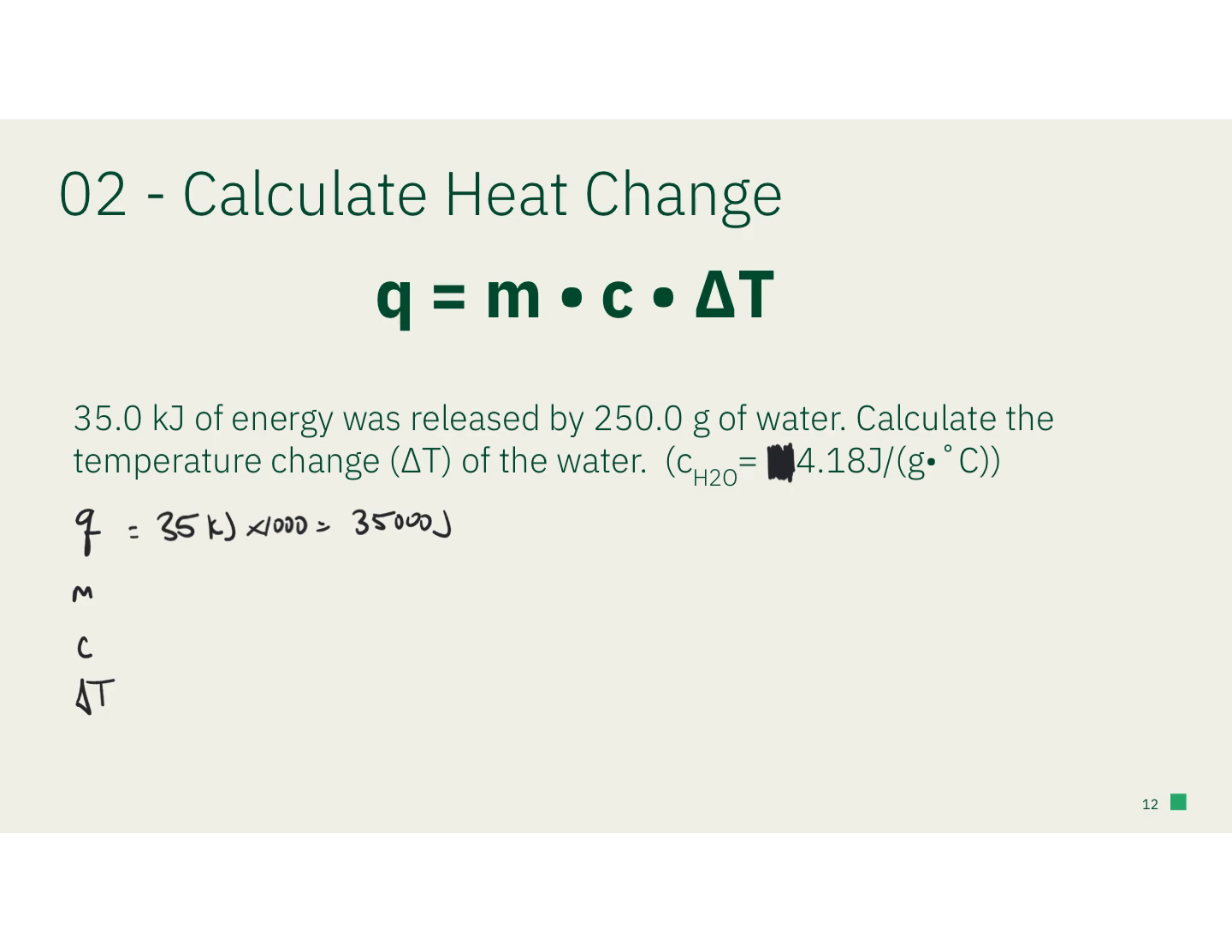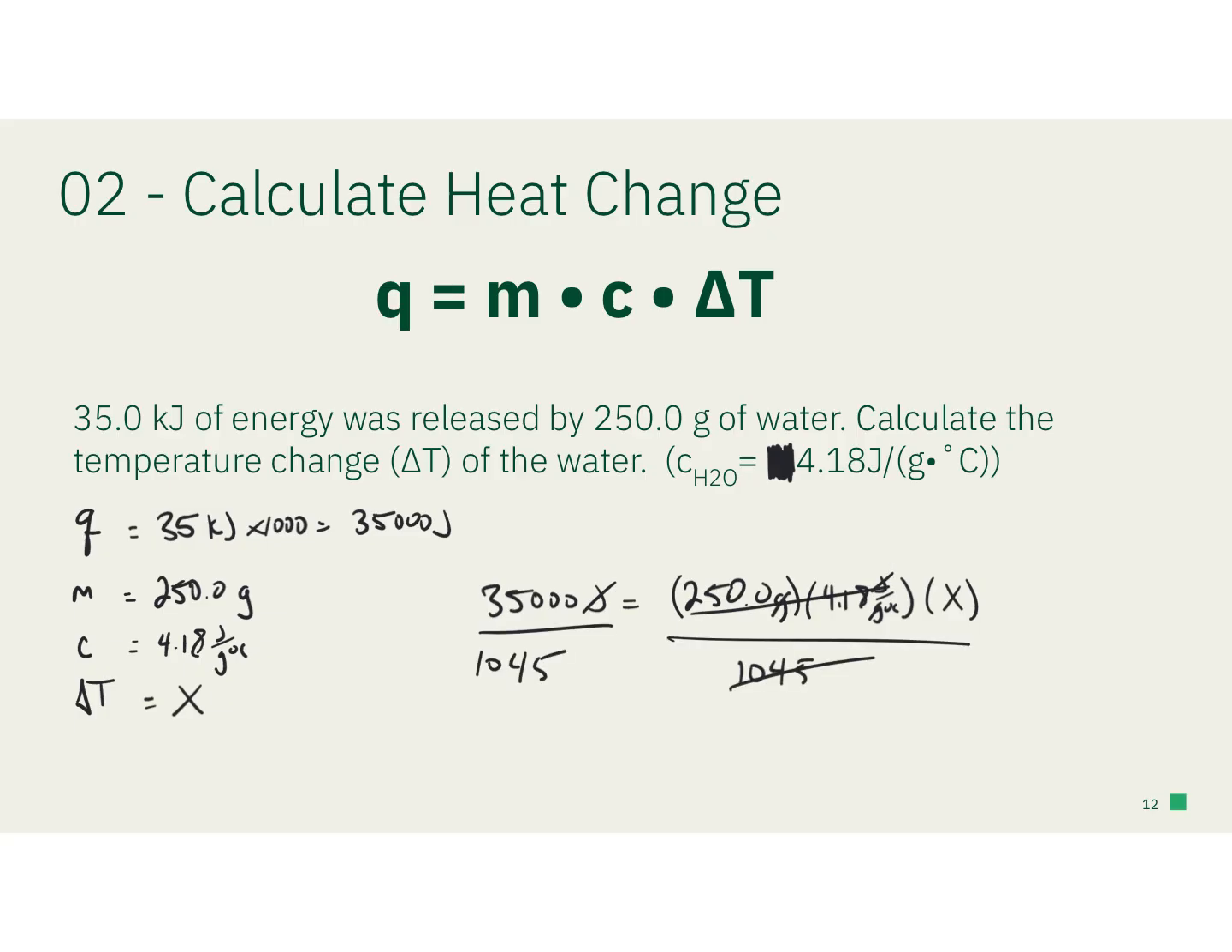Now this time I give you the mass of 250 grams and I give you the specific heat of water of 4.18 joules per gram degrees Celsius. So the only thing I'm missing is the delta T. So now all I need to do is set up 35,000 joules is equal to 250.0 grams times 4.18 joules per gram degree Celsius times X. I'm going to multiply 250 times 4.18, and then I'm going to take that number, which is 1,045, and divide it onto both sides to isolate my X.